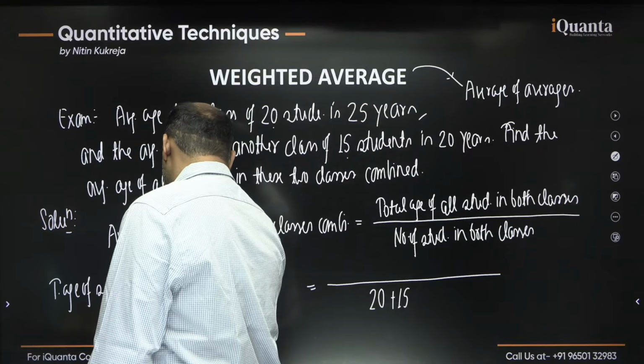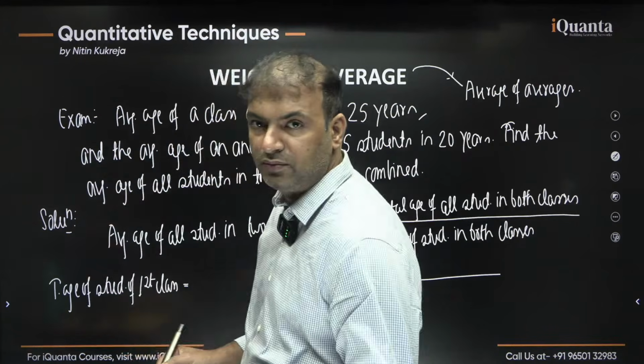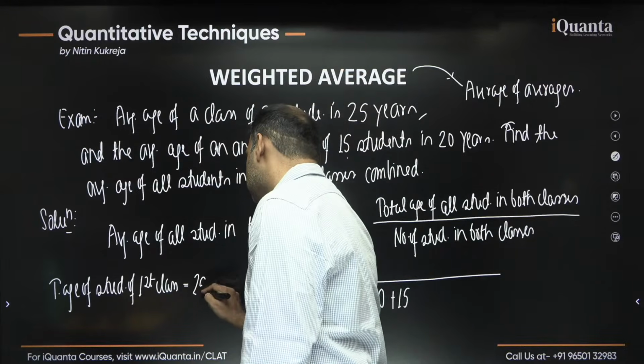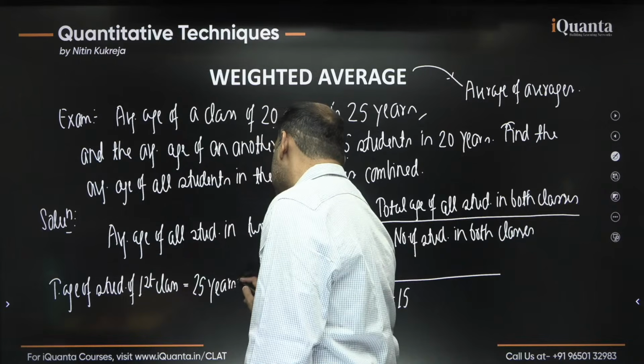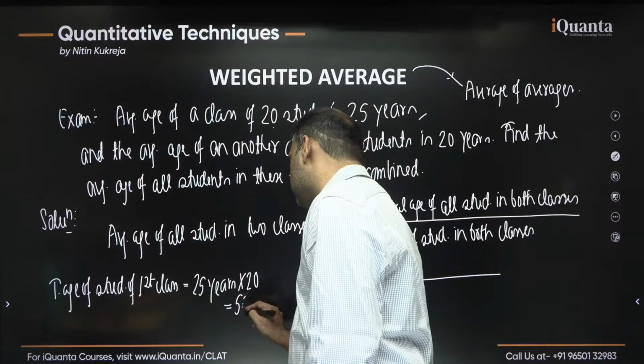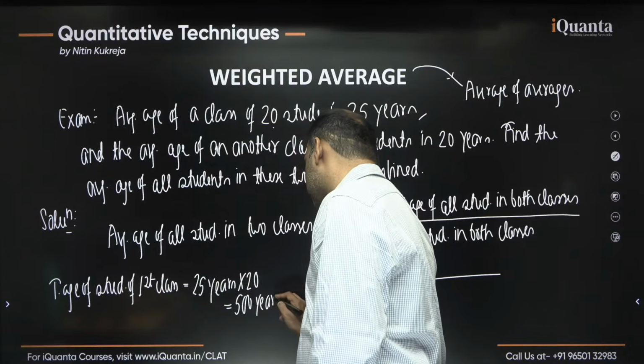We can just use the logic, which is the average age times the number of students. Average age here is 25 years. The number of students is 20. So 25 years times 20 will give us 500 years. First thing, right? It will just give us 500 years.